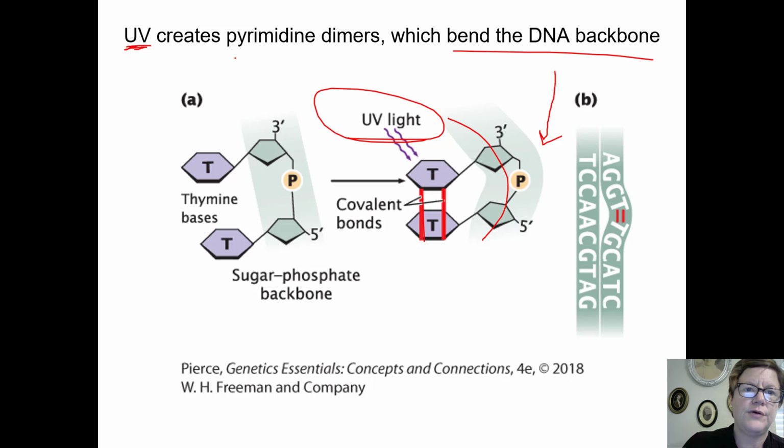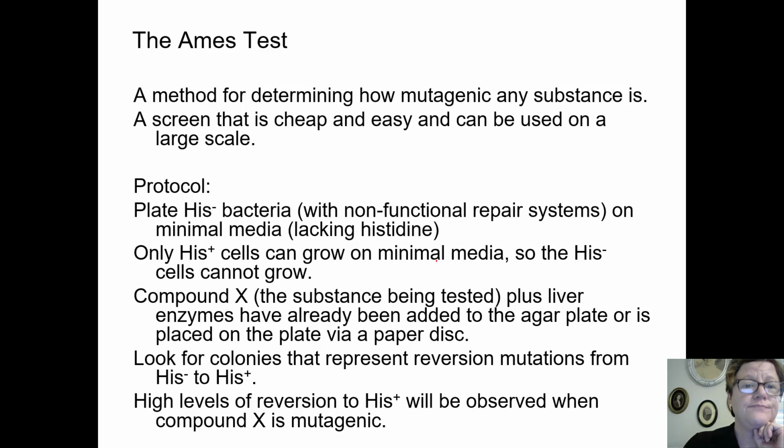Now a pyrimidine dimer refers to two pyrimidines next to each other. Usually it's two thymines. 95% of the time it's two thymines next to each other. So a lot of the time we just say thymine dimers. But the other 5%, it can be two cytosines next to each other, or a cytosine and a thymine next to each other. But usually it's two thymines. I don't know why. I don't have an explanation for that, but they've done some research that shows that.